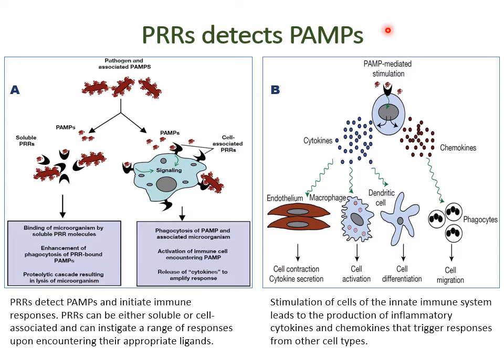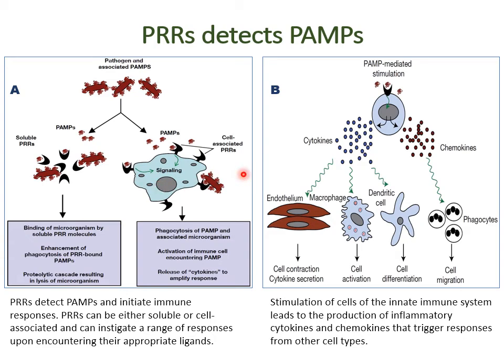Here is an example of PAMPs of a pathogen getting recognized by PRRs of host cells. PRRs detect PAMPs and initiate immune responses, and can be either soluble or cell-associated PRRs. PAMPs of microorganisms bind to soluble PRRs. PRRs that are coated with PAMPs will enhance phagocytosis through macrophages, which leads to lysis of the microorganism.